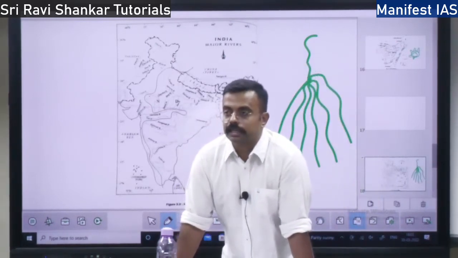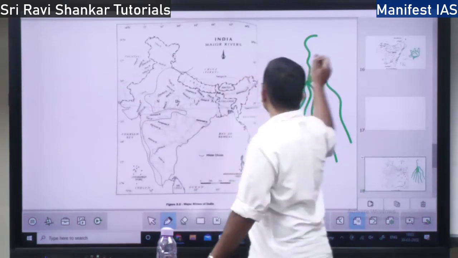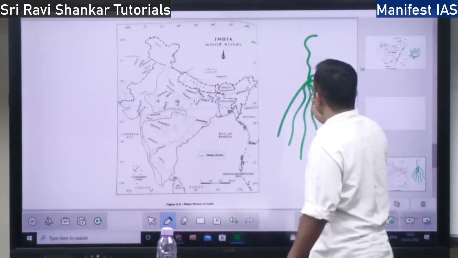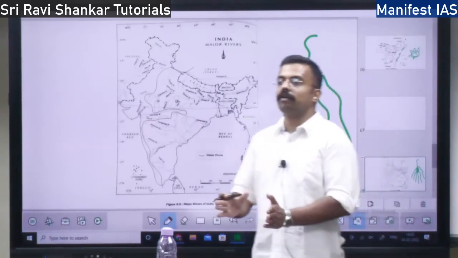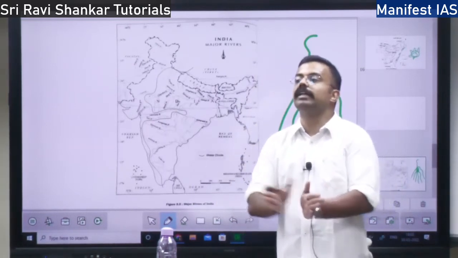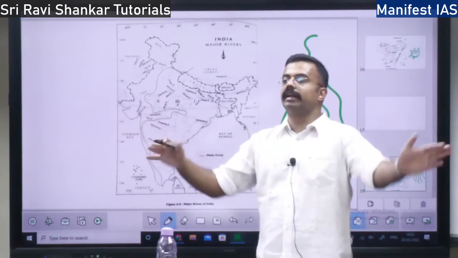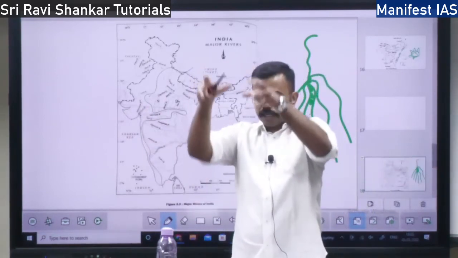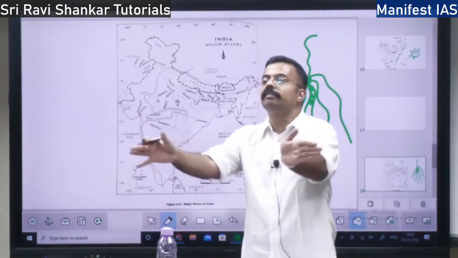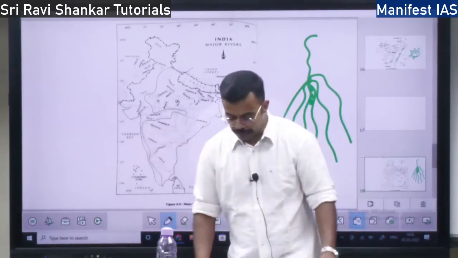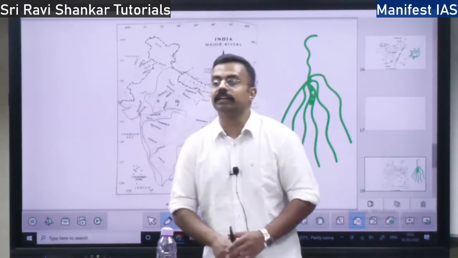So why braided channels? See what happens when rivers bring deposits. They will deposit the materials here. So when the material is deposited, what happens? The river will get diverted, because some material will be deposited. The river will clash with it and it will be divided. So that is the braided channel. So it is a shifting river course.